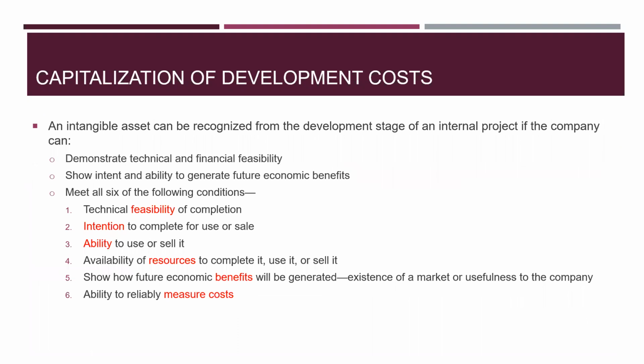So those 6 criteria are the ones here. So there has to be technical feasibility of completion, intention to complete for use or sale, ability to use or sell it, availability of resources to complete it, use it, or sell it, show how the economic benefits will be generated, that is, provided that there is an existing market or usefulness to the company. You need to have a market to sell your product. Ability to reliably measure cost. If all of these 6 criteria are met under the development cost, then the businesses can go ahead and capitalize the development cost. The research cost is always going to be an expense though.